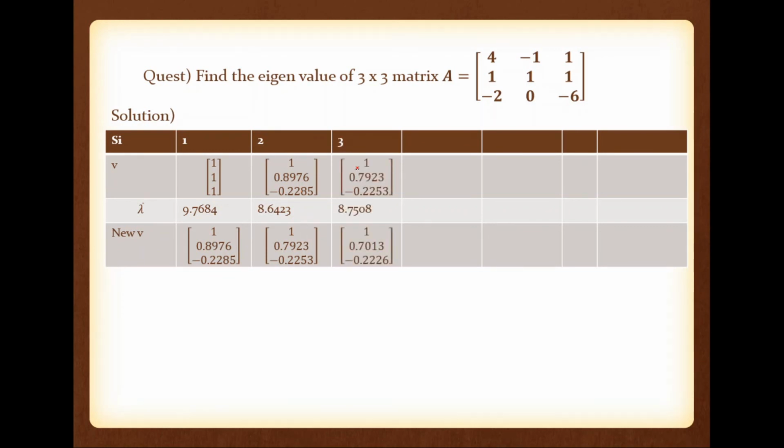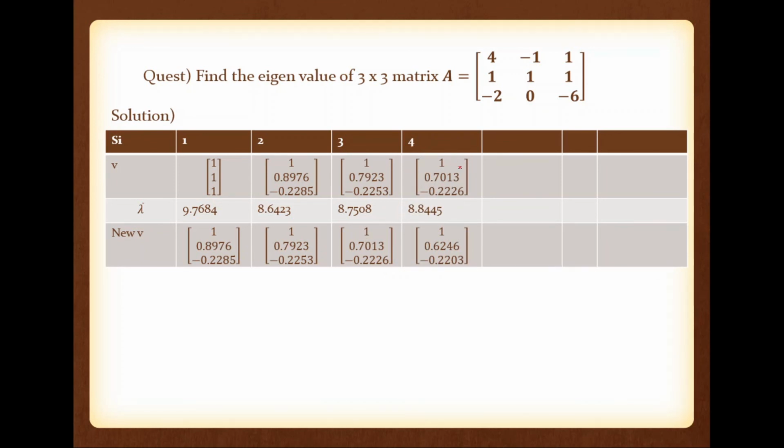So for the third iteration, the initial vector is 1.7923, minus 0.2253. After multiplying this one with A bar, we have an output vector. Take the largest value, that is 8.7508, and the normalized vector is 1.7013, minus 0.2226. Now this one is acting as the initial vector of the next iteration, the fourth iteration.